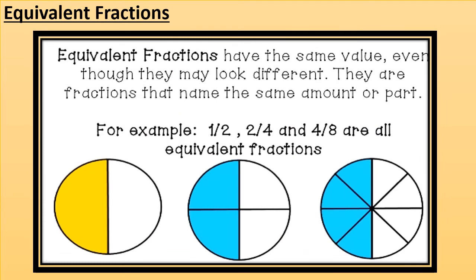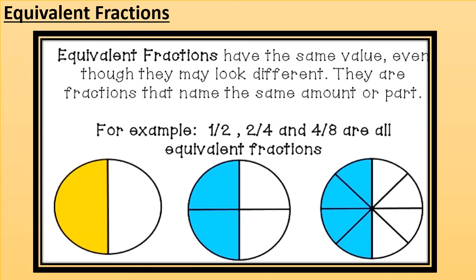Now what are equivalent fractions? Equivalent fractions have the same value even though they may look different. They are fractions that name the same amount or part. For example, 1 by 2, 2 by 4 and 4 by 8 are all equivalent fractions.